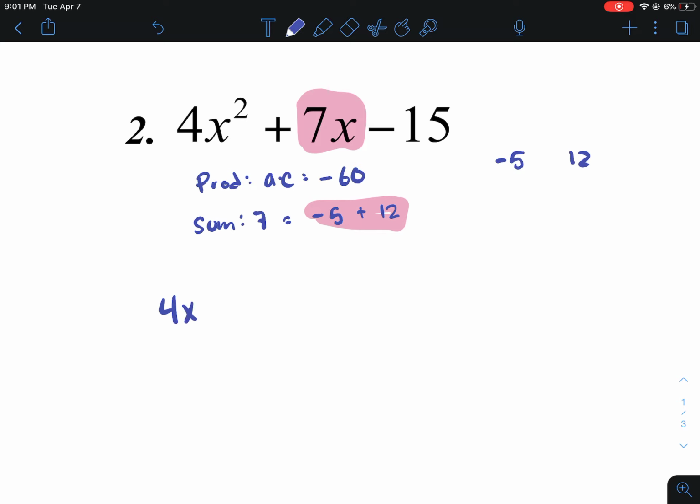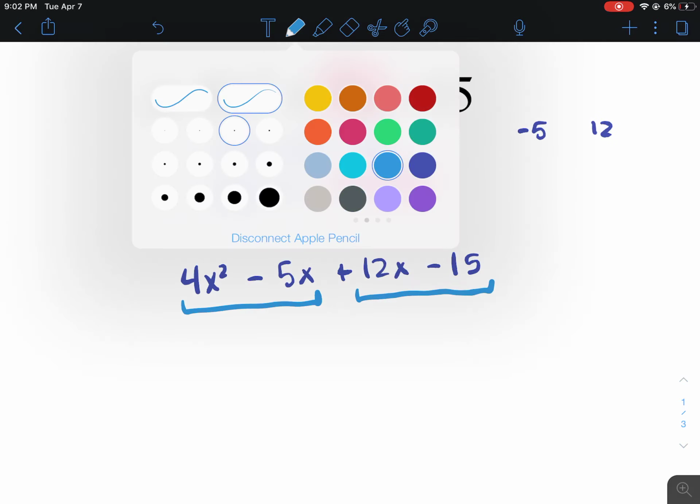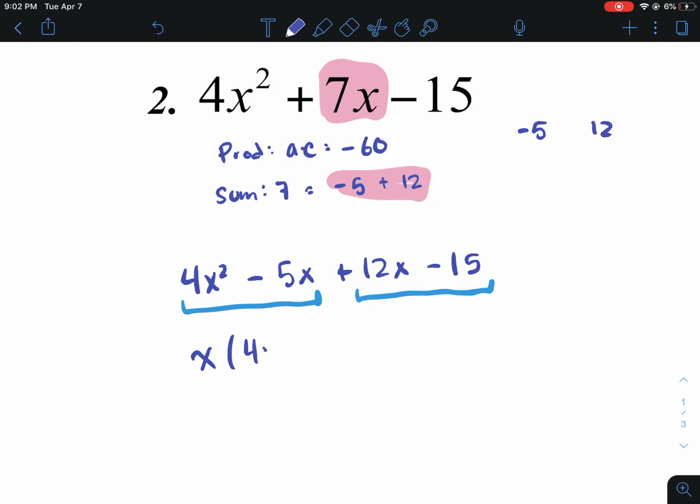So we get 4x squared minus 5x plus 12x minus 15. Okay? And so if I break it up into pairs, my first GCF is going to be x. I'm left with 4x minus 5 plus, we have a GCF here of 3. I'm left with another 4x minus 5, right? So the goal here is to get these two to match up, right? So if you factor out a GCF here and it didn't give you a 4x minus 5, that means either A, we did something wrong here, or it isn't factorable.